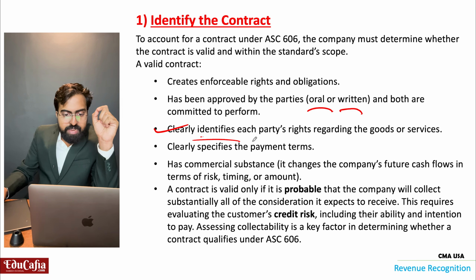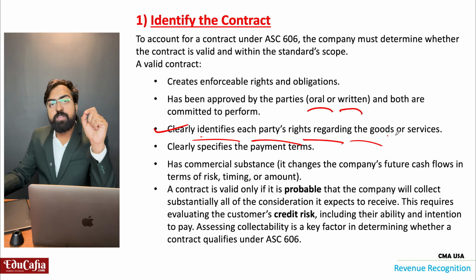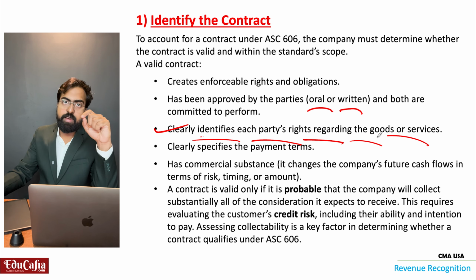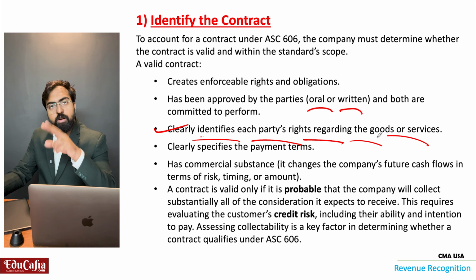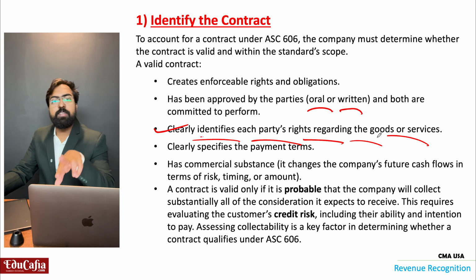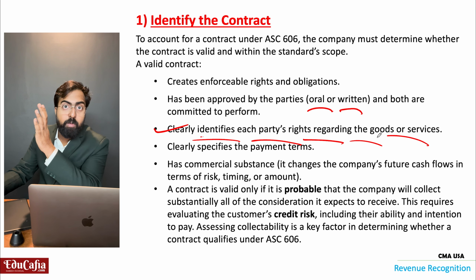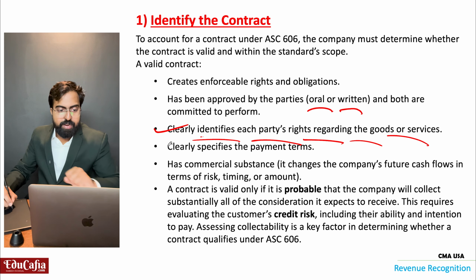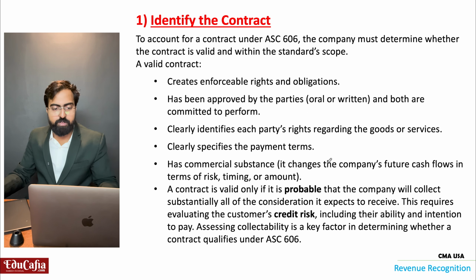It clearly identifies each party's rights regarding the goods and services. If it is an agreement, we have to write what the rights are for each party: if payment is not coming, what to do, when the payments are required, how the construction should be. If we are going to a supermarket, there are also rights for us. The price should not be more than the MRP, the maximum retail price. Many rules and regulations are there. Next, clearly specify the payment terms. When the payment has to be made, the payment terms have to be clearly specified.